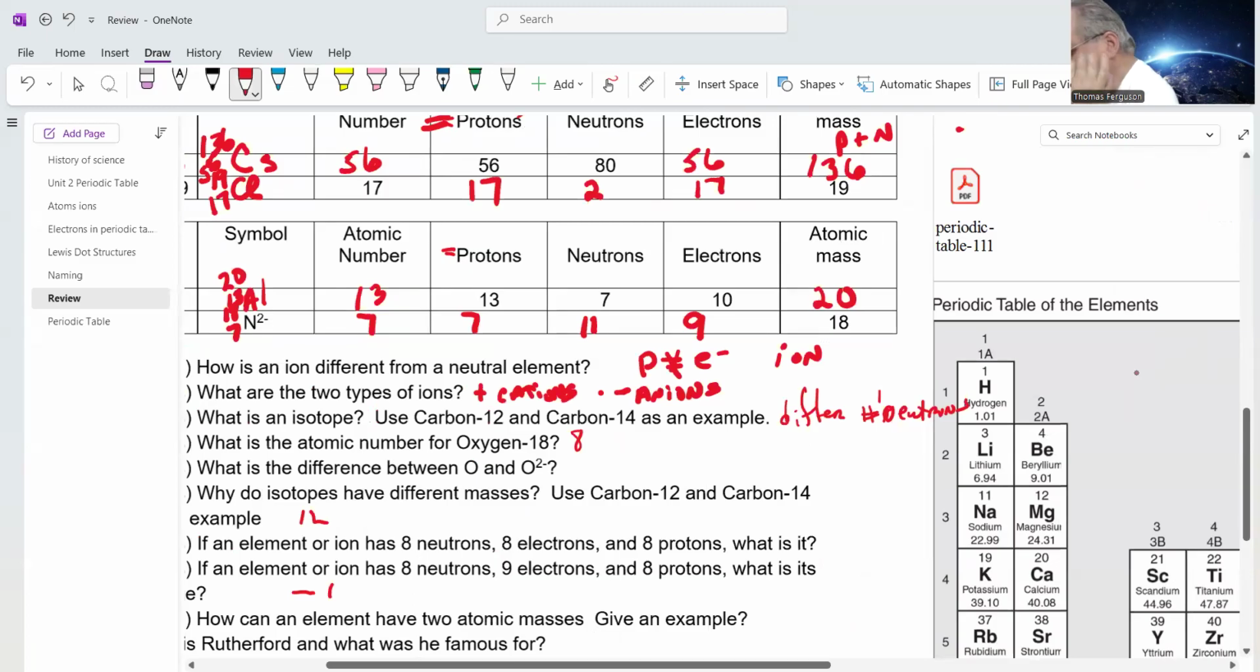Okay, what's the difference between oxygen and oxygen -2? -2 is 2 extra electrons.